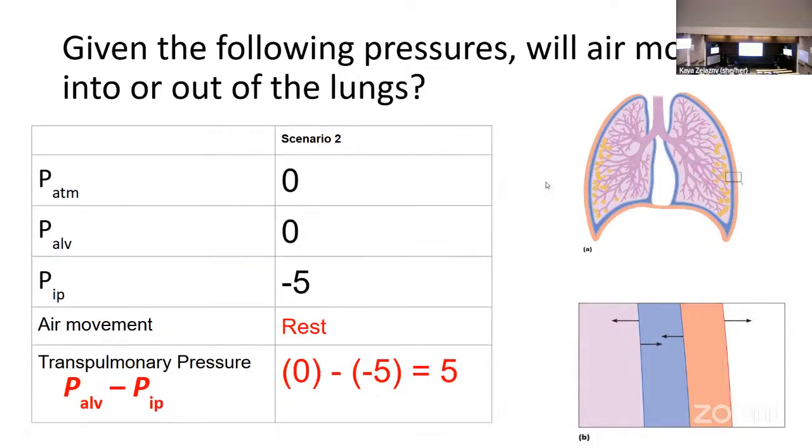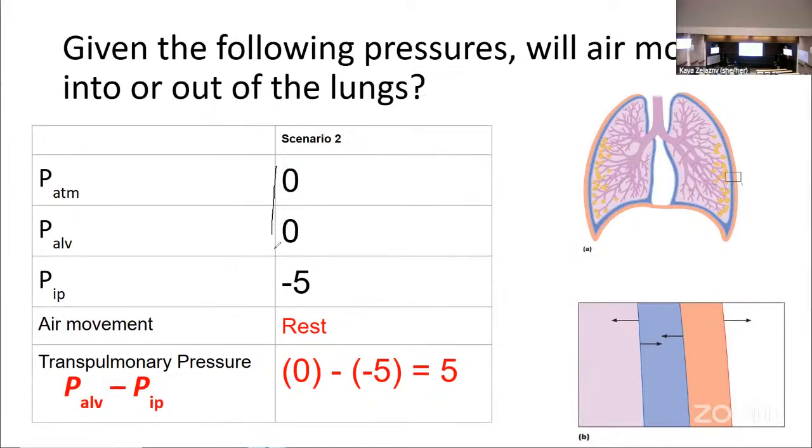Okay. So for our next one, for our scenario 2, we had an atmospheric pressure and an alveolar pressure. They're at equilibrium, so no pressure difference means no flow. So we're at rest right now. We're between our breaths. We do still have an intrapleural pressure. That's not 0. If it were 0, we're looking at a pneumothorax, we're looking at a collapsed lung. So it's still negative. That's good. We want our lung to be filling the space.